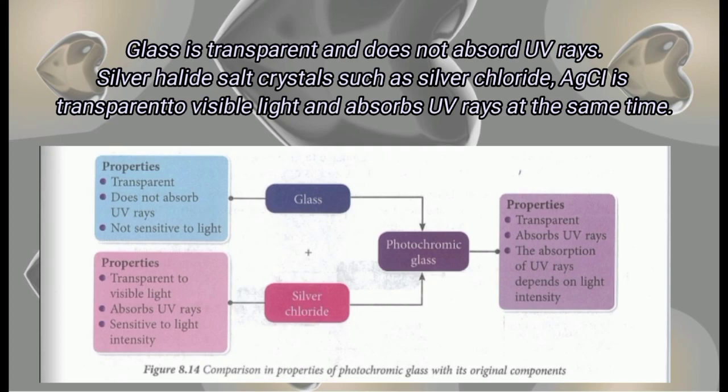Glass is transparent and does not absorb UV rays. Silver halide salt crystals such as silver chloride are transparent to visible light and absorb UV rays at the same time.